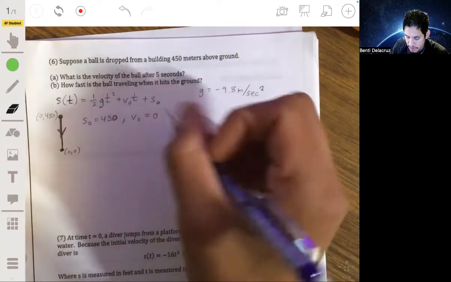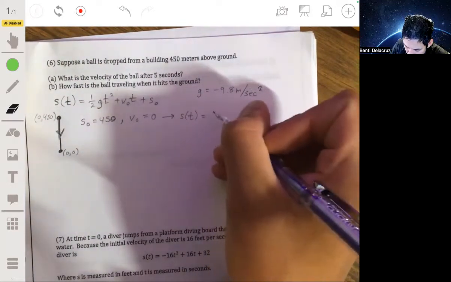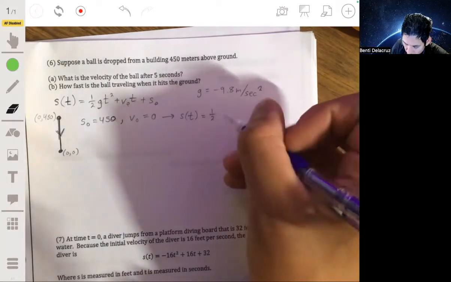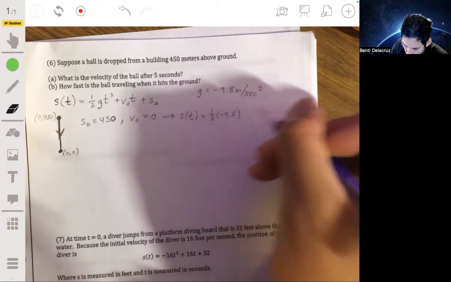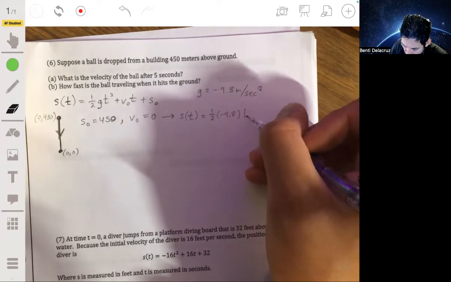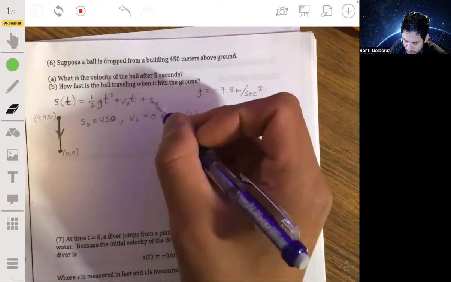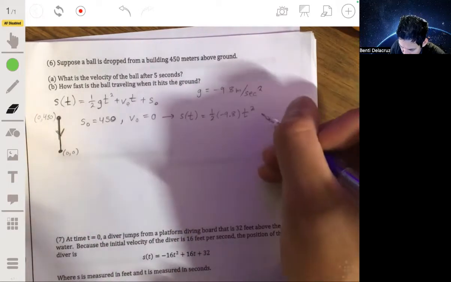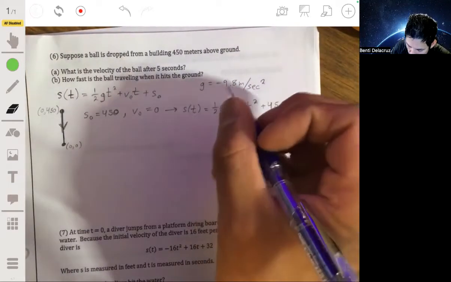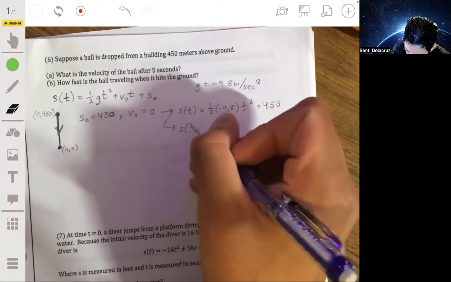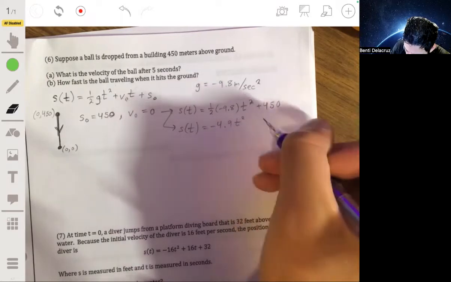And so then we can rewrite our position equation, S of t, as 1/2 times -9.8 t squared. Since V naught is 0, that goes away, and S naught is 450, so plus 450. Or we can just say S of t is -4.9 t squared plus 450.